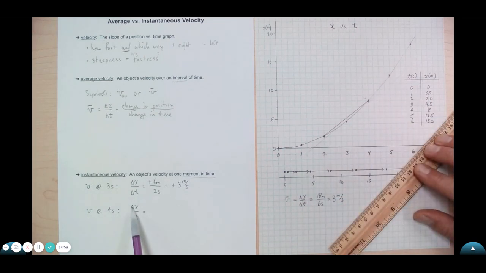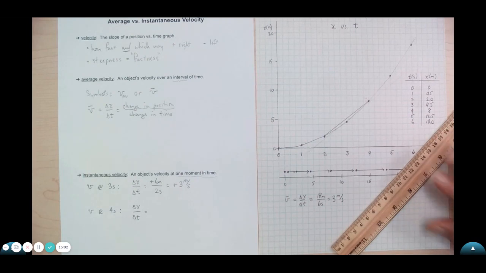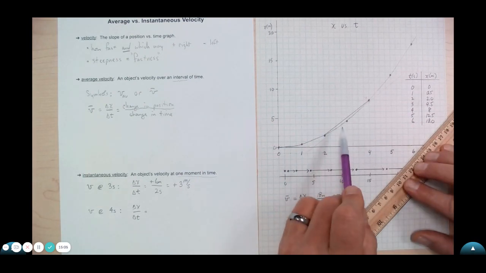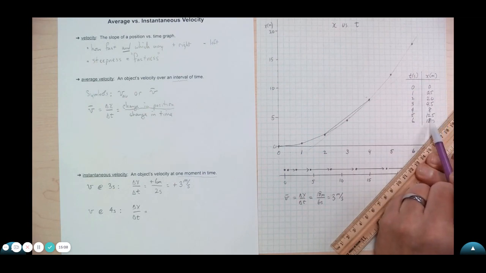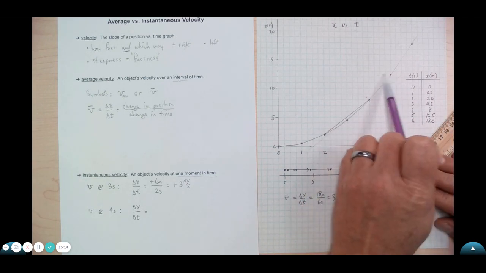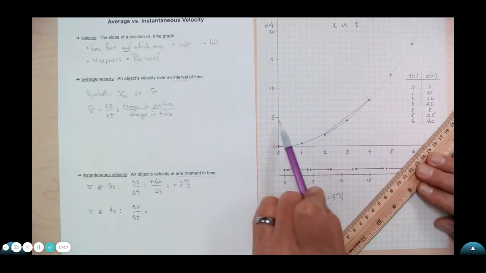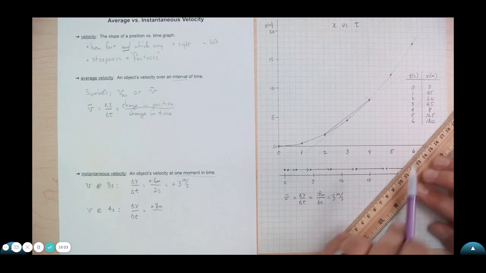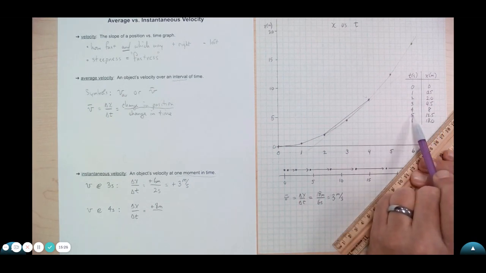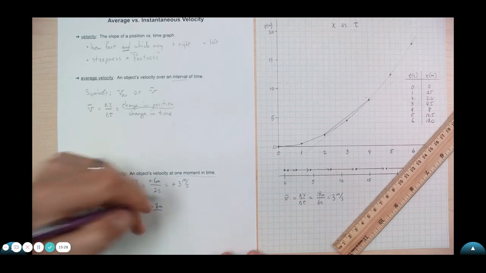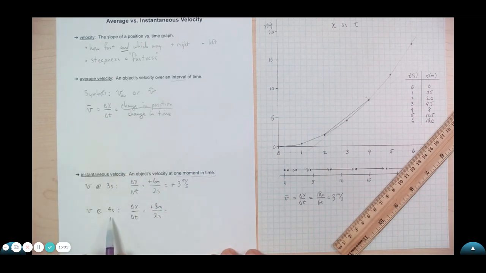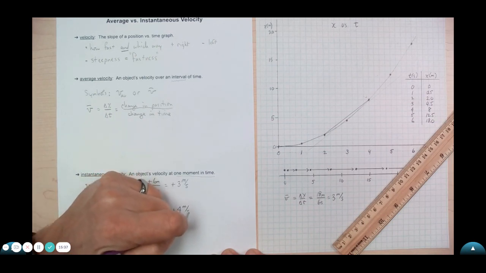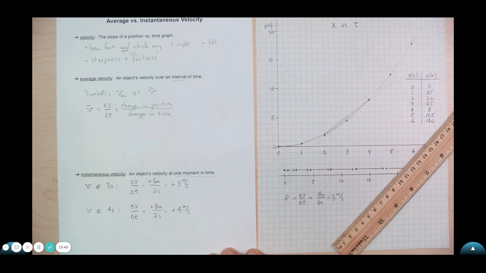And I'm going to do this, change in position over change in time from 3 to 5 seconds. So my change in position from 3 to 5 is going to be 12.5 minus 4.5. That's my change in position. So 12.5 minus 4.5, which is 8. And that is happening in a time of 5 minus 3, 2 seconds. That means at 4 seconds, my instantaneous velocity is 4 meters per second.